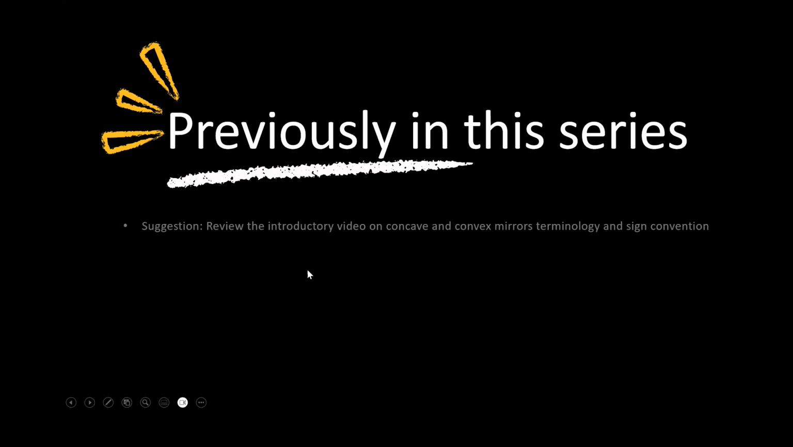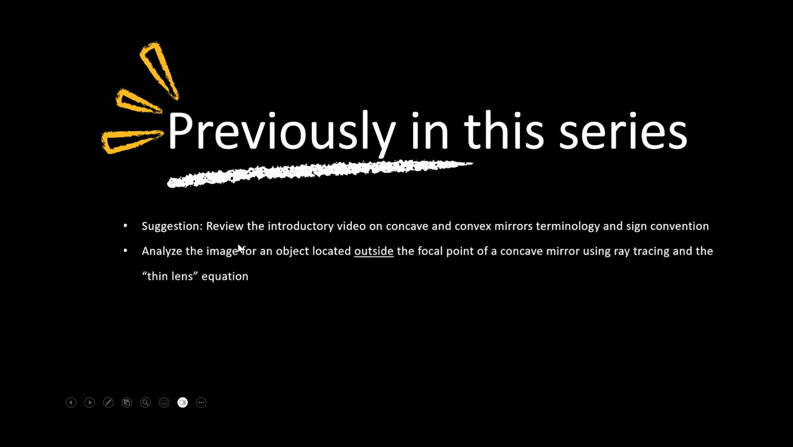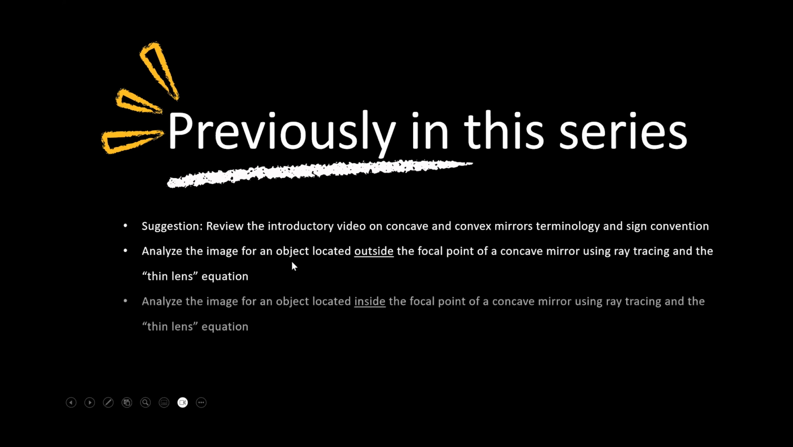So previously, we talked about concave and convex mirror terminology and sign convention. I suggest you review this if you haven't seen it. Then we analyzed the image of two objects, one inside and one outside the focal point of concave mirrors by ray tracing and the thin lens equation. And now we're going to do a few exercises in a couple of videos just to illustrate the points that we talked about.